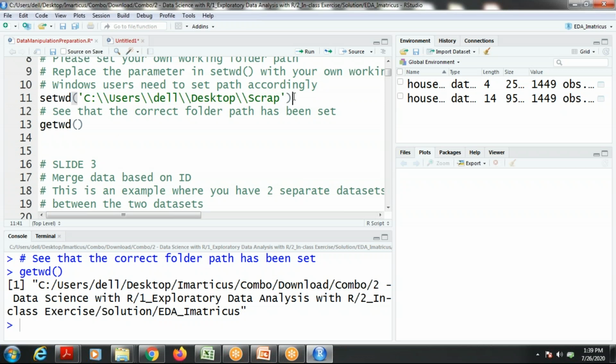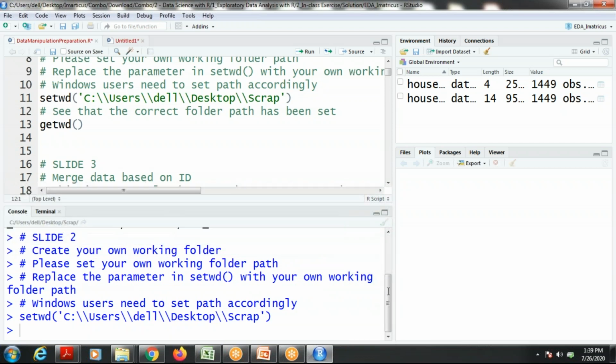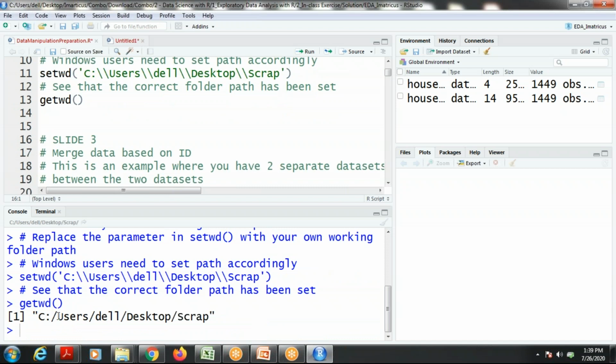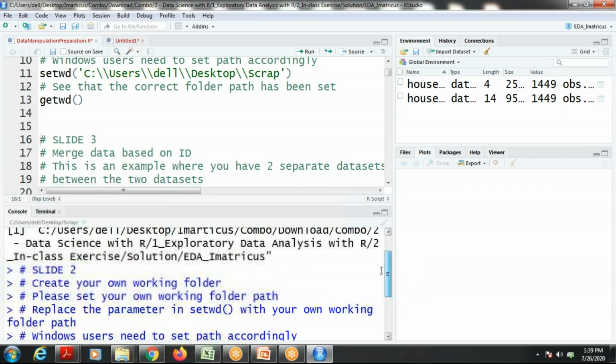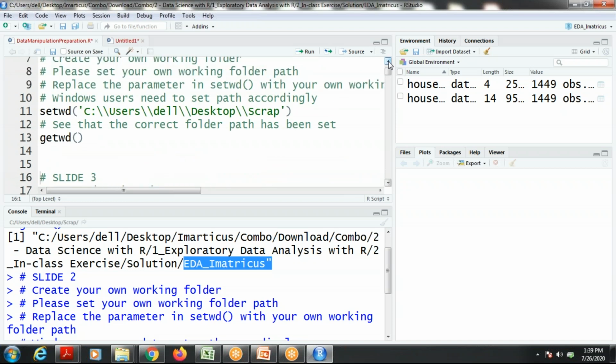I executed line number 11 and it has changed. Then I run getwd again. Look at what the message is saying. It is saying that now my working directory is on desktop, in the scrap folder. It is no longer in the ematicus folder, which was earlier. Did you get what I did here? I hope it is clear to everyone.